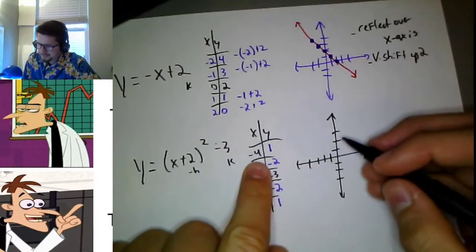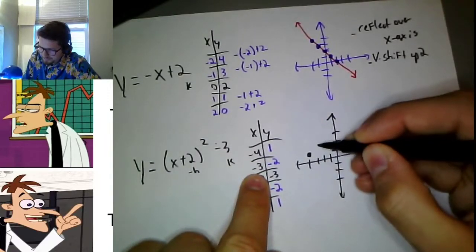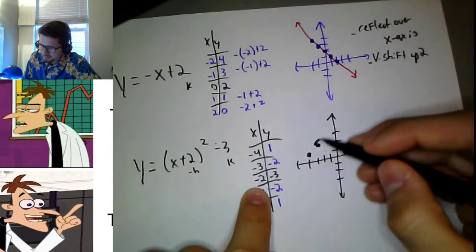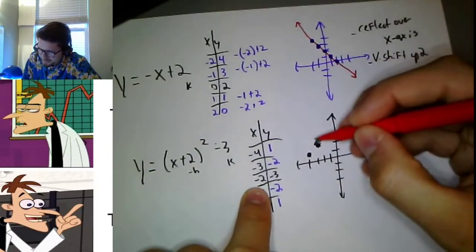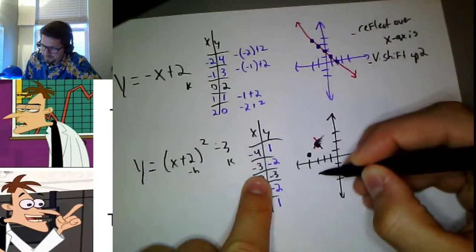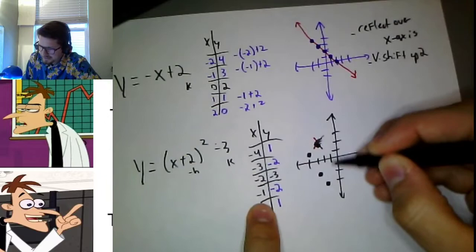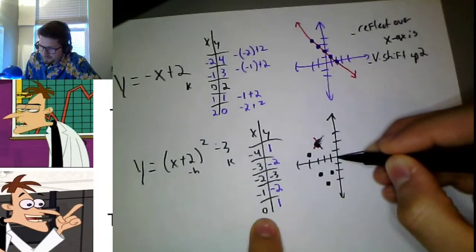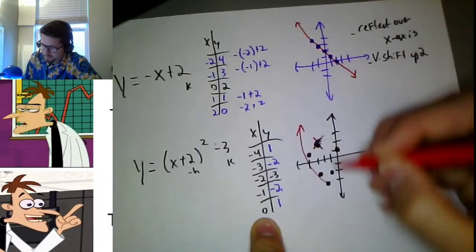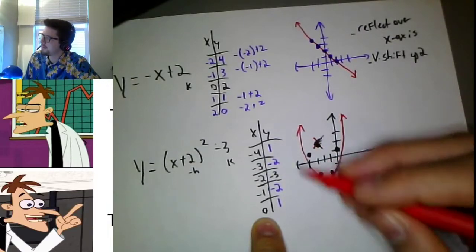Okay, left 4, up 1. Left 4, up 1. Left 3, up 2. Left 2, oh, I'm sorry. No, ignore this point. It's an evil point. Left 3, down 2. Left 2, down 3. Left 1, down 2. Don't go left to right, up 1. And so I end up with a curve going out. Again, I'm bad at tracing, but that's my parabola.